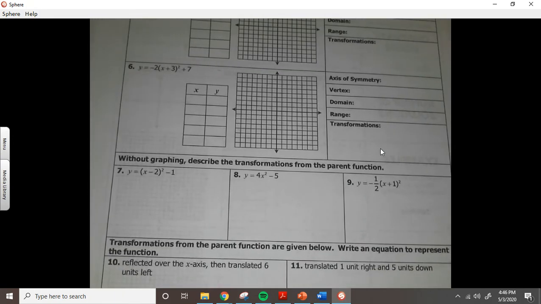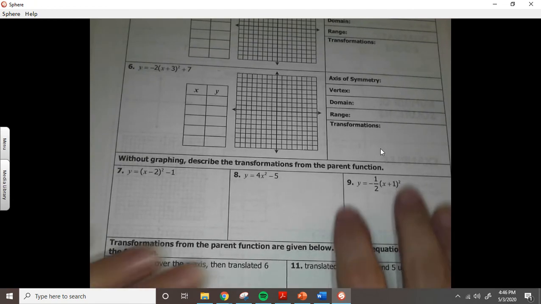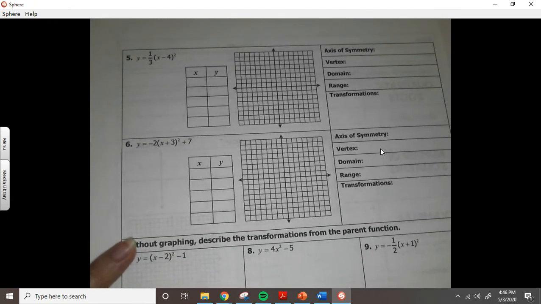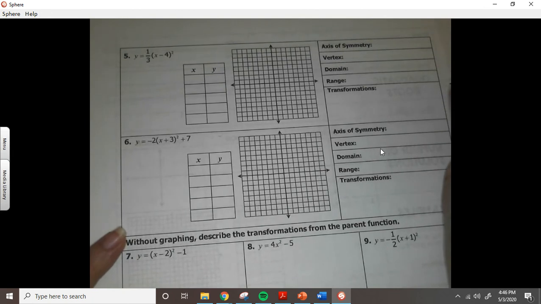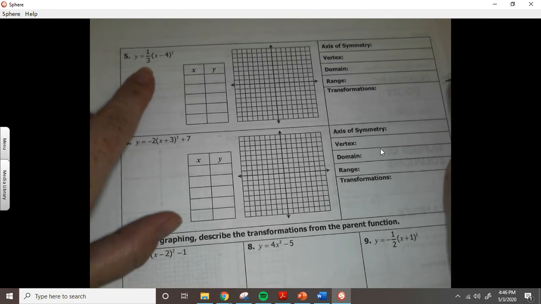Okay, we've got 2 more graphs, and then the most important part is numbers 7 through 15 at the end, which is what I want to go through. So, all right, let's predict the transformation.